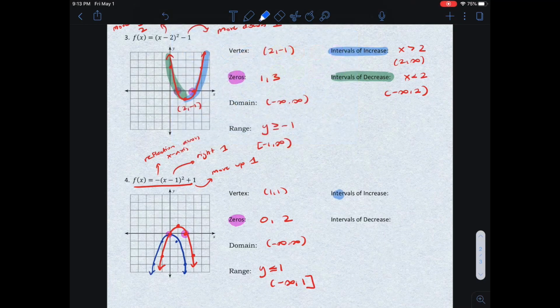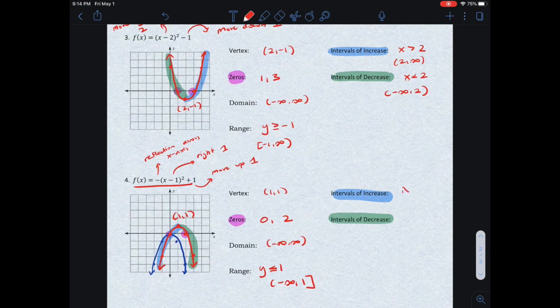Now when we talk about intervals of increasing, again you want to make sure you look at it from left to right. Here's where my graph is increasing. And the interval of decreasing will be everything after my vertex. So if you notice my vertex is at (1, 1), we're looking at the x values for which the graph is increasing.